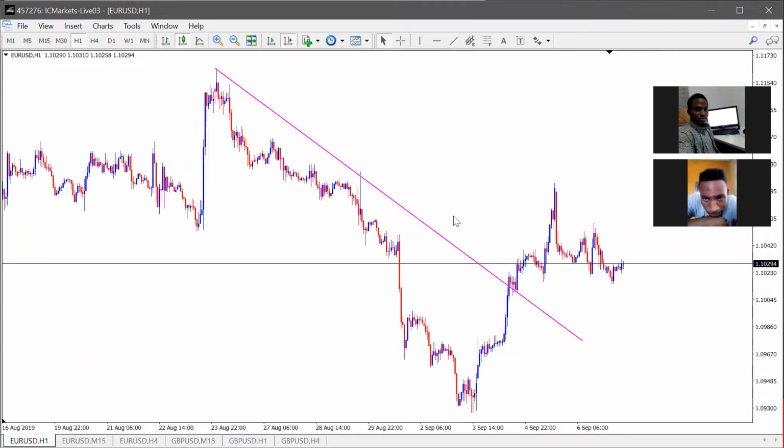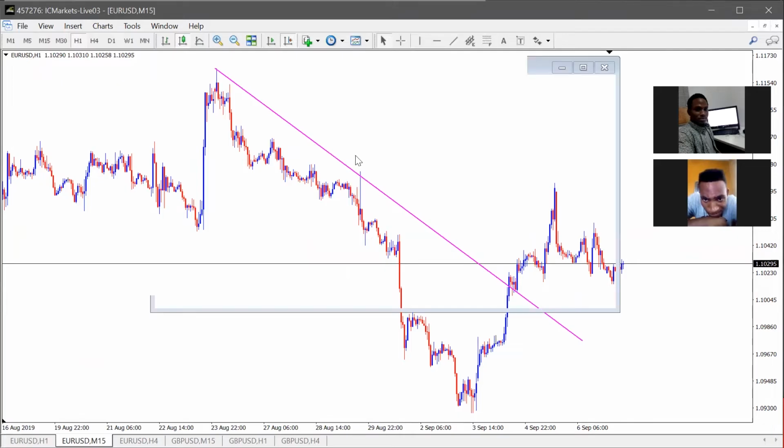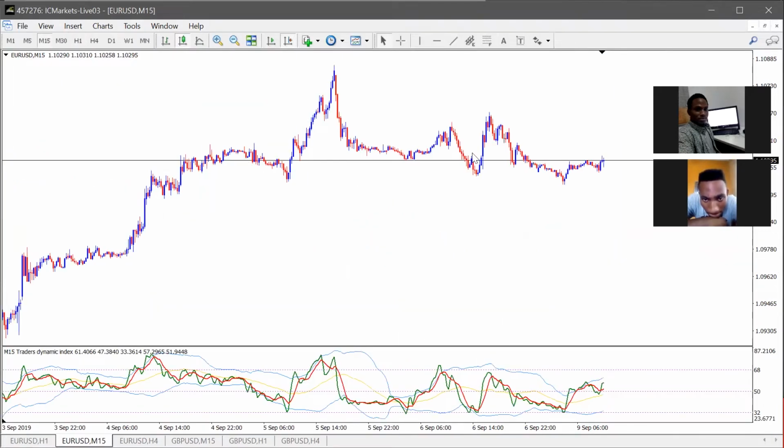Now we should go to 15 minutes for entry, to look for a perfect entry. There you can match your entry with your TDI or RSI, or any indicator you use. You can use a stochastic, RSI, MACD, or any divergence indicator. But for me, I prefer the Traders Dynamic Index because that's what works best for me.